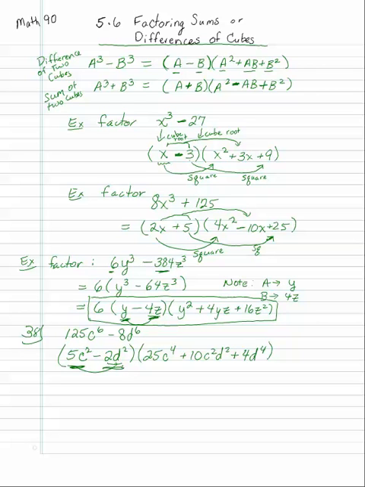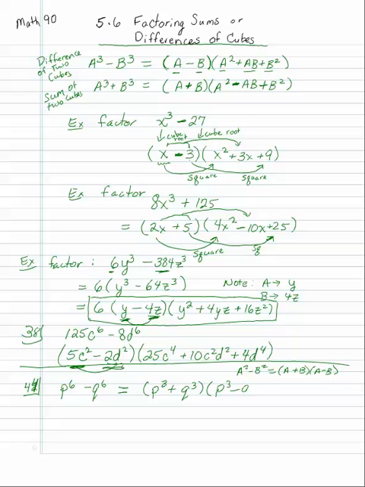All right, one last one. Maybe I better make it two last ones. Number 44, p to the 6 minus q to the 6. If you have a choice, this could be done as a difference of squares or a difference of cubes. If you have both, you should always do difference of squares first. So if you square root it, you get p to the 3rd. Remember, the formula for difference of squares is a plus b, a minus b. So 6 divided by 2 is 3. There's your difference of squares.